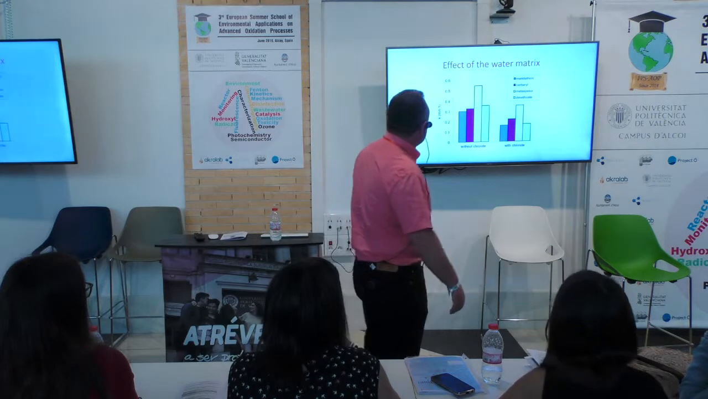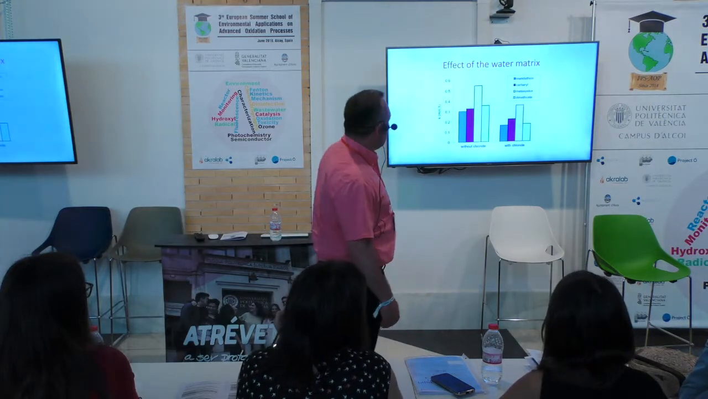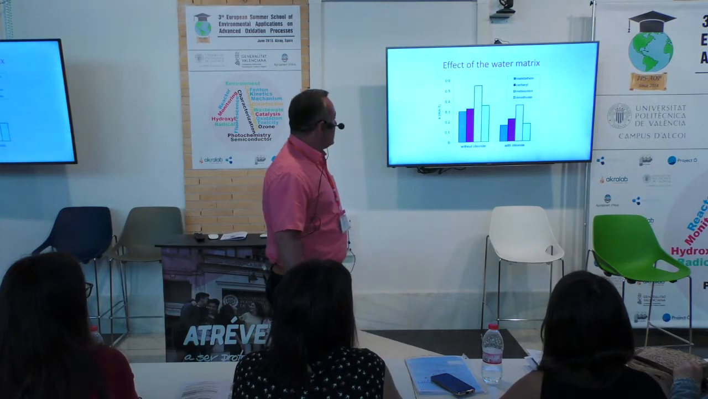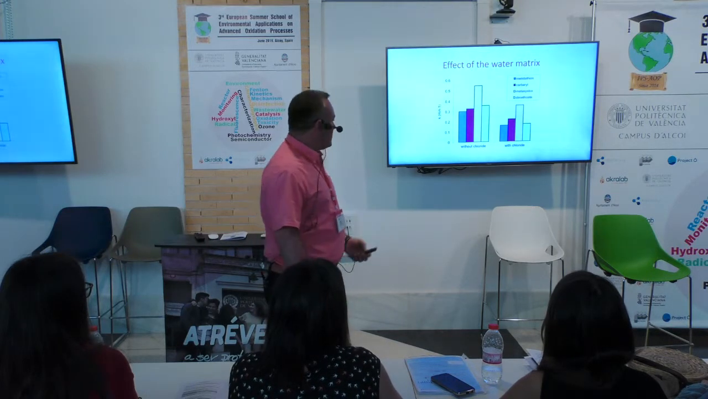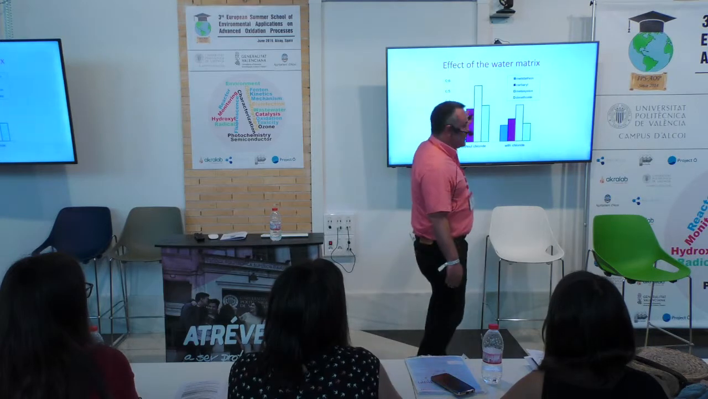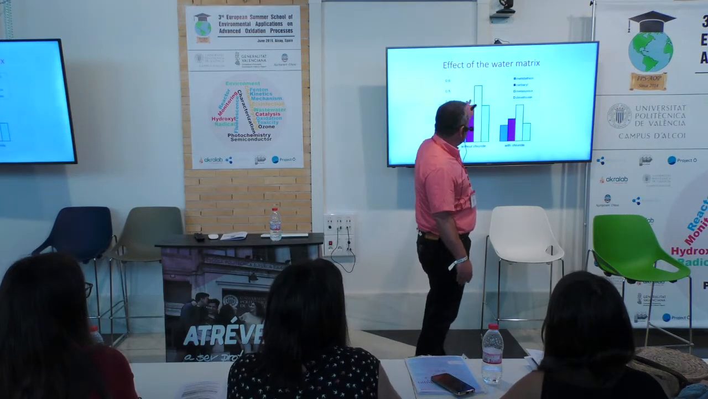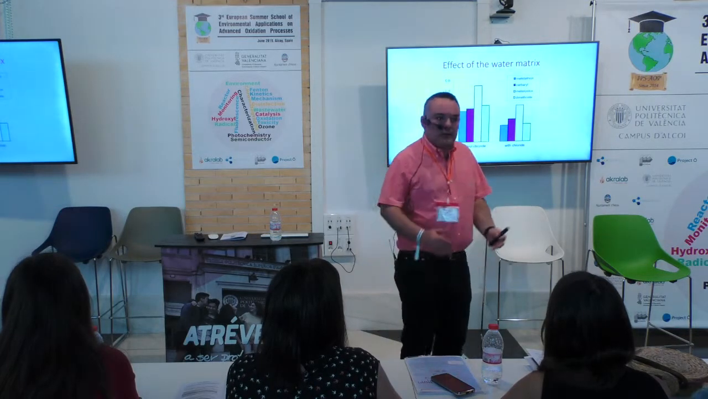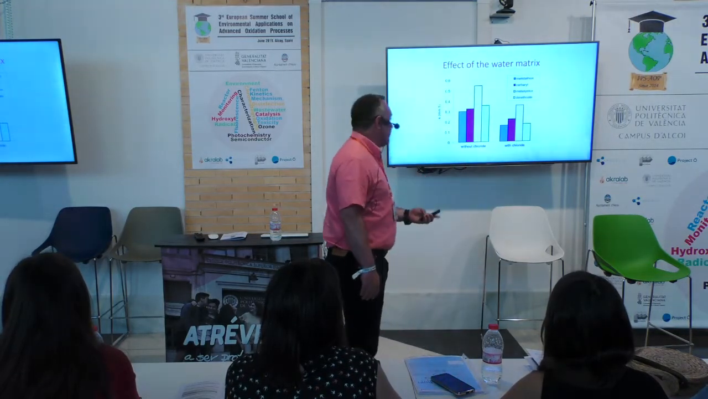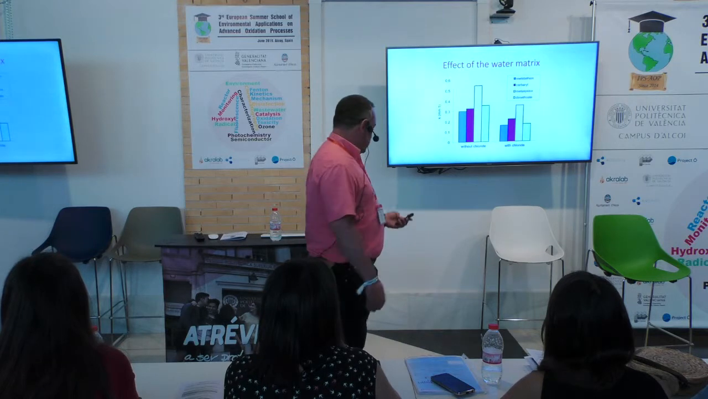Here, for instance, you can see the removal of 4 different pesticides in the presence and in the absence of chloride, and you can see that in all cases there is a decrease of the pseudo-first-order rate constant to one half of the initial value. So you can see that here the chloride has an important inhibitory effect.